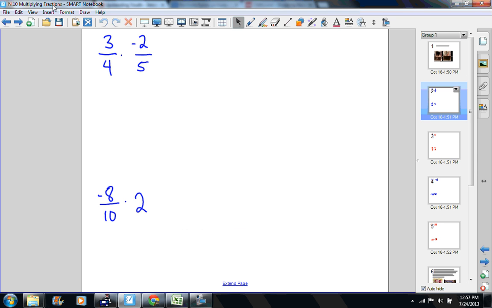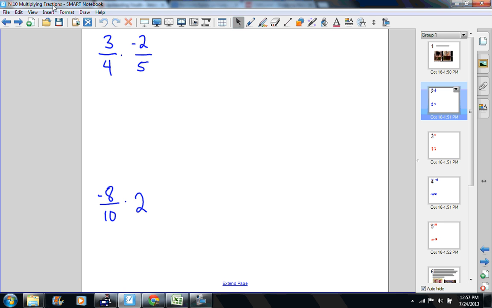We are going to be working on multiplying fractions here instead of adding and subtracting. So the biggest key with multiplying fractions is you do not need a common denominator. If you get a common denominator, you can still get the right answer, but it'll be a lot more difficult for you to do so.